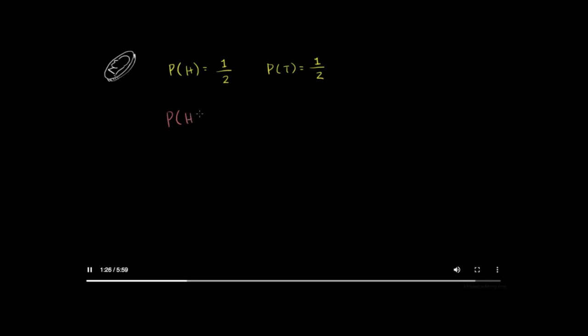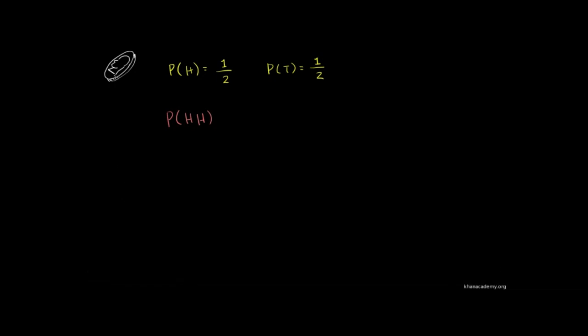Probability of getting a heads and then getting another head. Probability of getting a head and then another head. So there's two ways to think about it. One way is to just think about all the different possibilities.